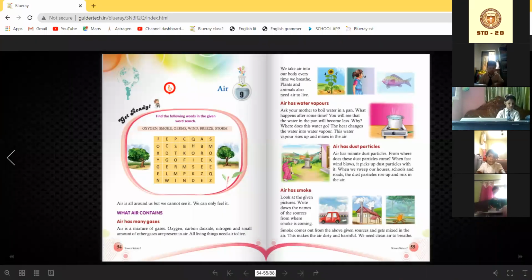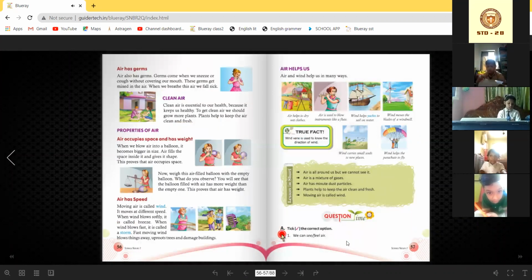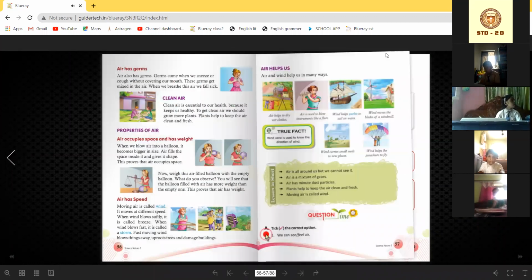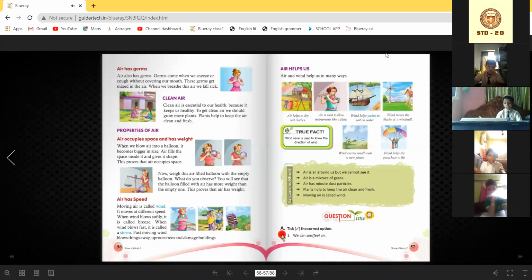Okay, everyone. As you know, we have completed chapter number 9 yesterday. And yesterday I also said that 2 days we will take to revise the same chapter, and also we will do inside question answer, and along with the exercises. So open page 57. Today we are going to do the book exercise. Okay.